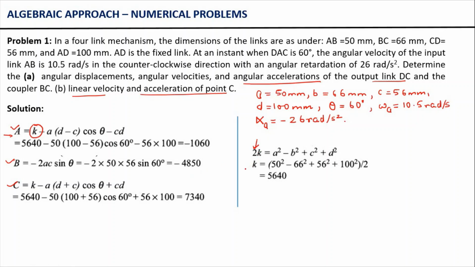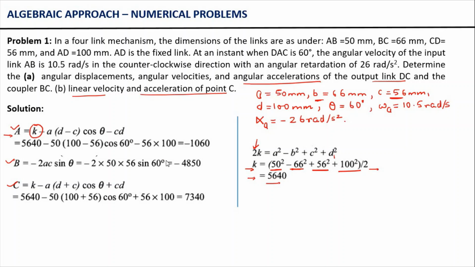So here you can calculate K as a equal to 50, so 50 square, minus b is equal to 66 square, and c is equal to 56, so plus 56 square, then again plus d square, where d is equal to 100, so plus 100 square, divided by 2. This value of K we are getting as 5640.